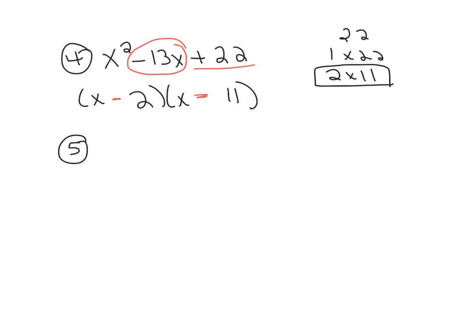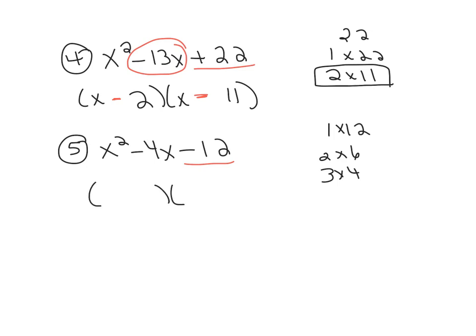All right, what about this one? X squared minus 4x minus 12. See if you can do this one. For 12, you have 1 and 12, 2 and 6, 3 and 4. This time, however, it's a negative 12. So that means one of them has to be a positive and one of them has to be a negative. And here is where it really comes down to guess, check, try again.